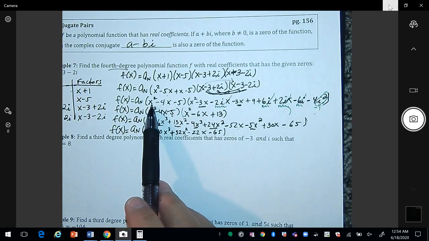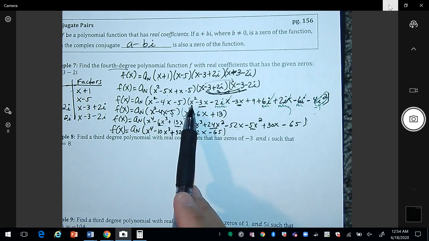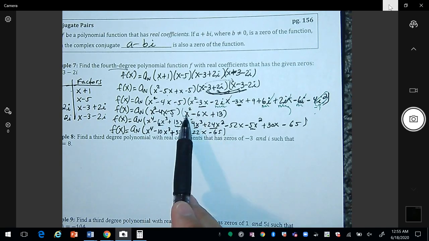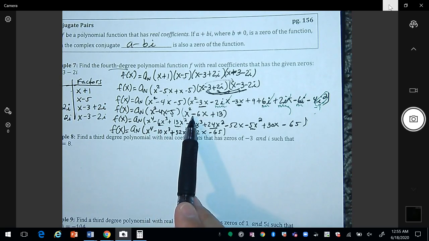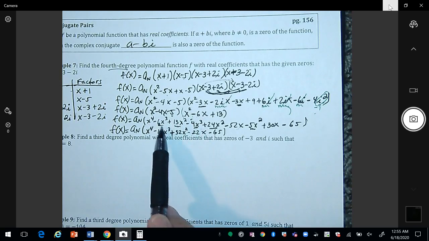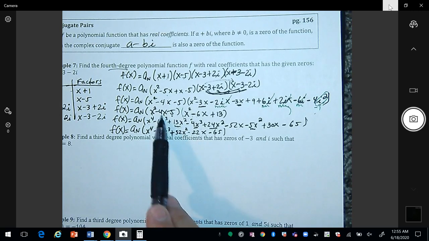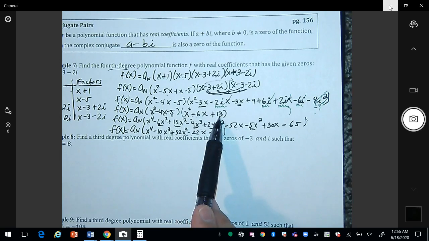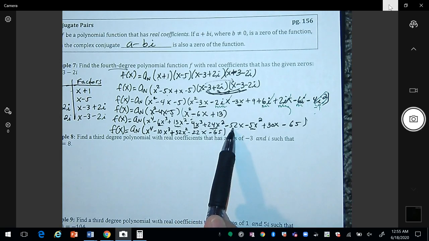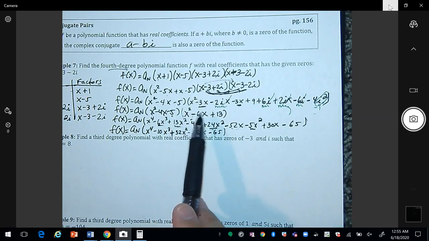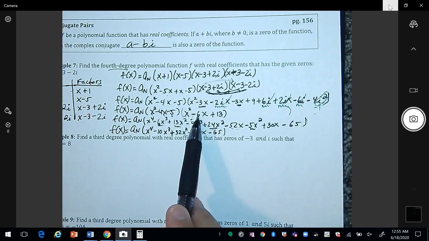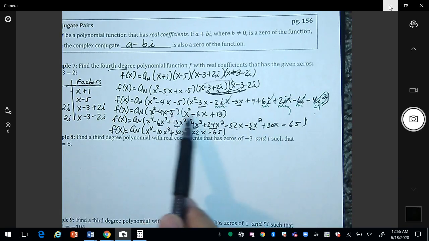So let's just double check our work. So we ended up with this here. X times x is x to the 4th. Negative 6x times x squared is negative 6x cubed. 13x squared minus 4x cubed plus 24x squared, negative 52x, negative 5x squared, and 30x, and negative 65.